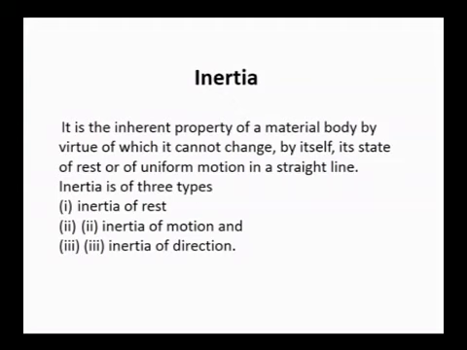The prime idea with respect to motion of an object is basically inertia. It is an inherent property of a material body by virtue of which it cannot change by itself its state of rest or of uniform motion in a straight line. There are three kinds of inertia here: inertia of rest, inertia of motion, and inertia of direction.